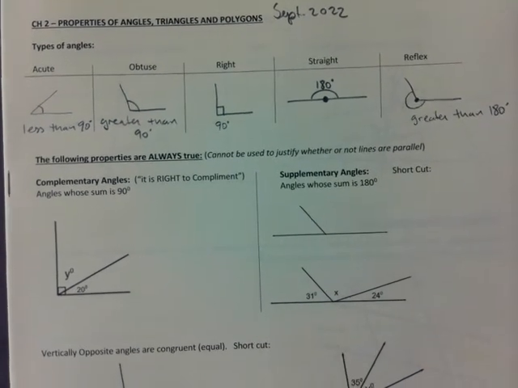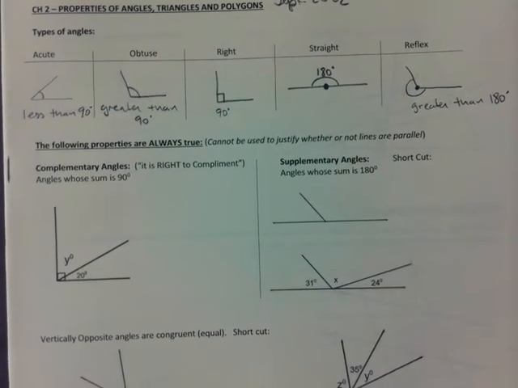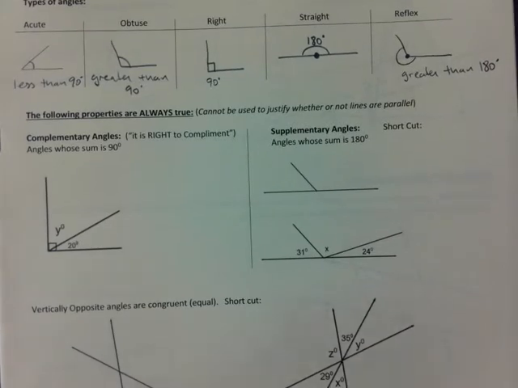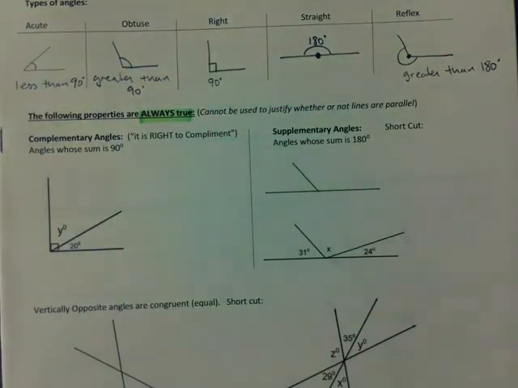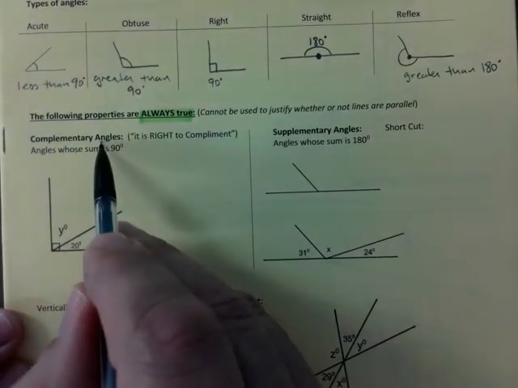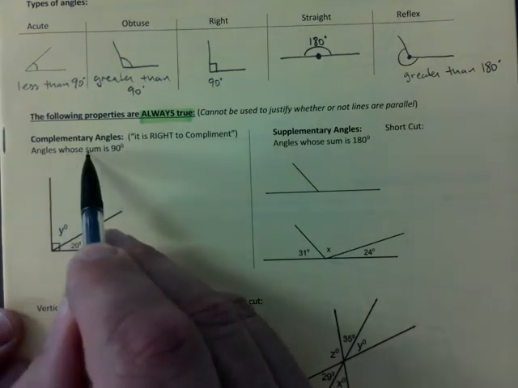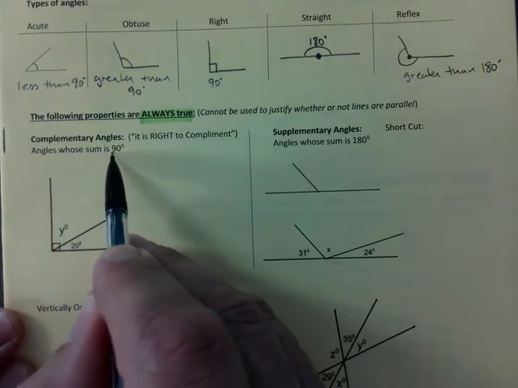And the following properties are always true. I'm going to build on this. I know you're going to look at these and say, Mr. Dirks, I know that already. I've heard it since grade 8, right? But you'll be surprised how many students don't see that when there's a bunch of lines going every which way. So complementary is angles whose sum is 90 degrees, okay?